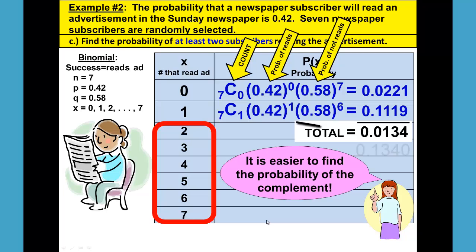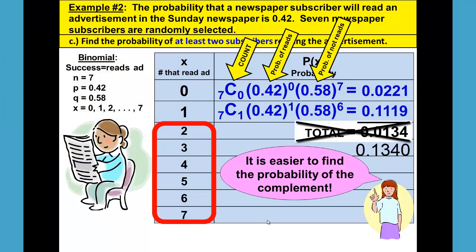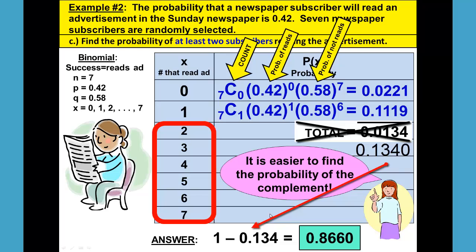That gives us a total of 0.134, and this is the complement of what we're trying to find. Then what we're trying to find will be 1 minus 0.134 because the total of all the probabilities add to 1. So what we need for our answer is 0.8660. Miss Borlaug rounds her decimals to 4 places. Be sure that you follow your teacher's rounding rules.